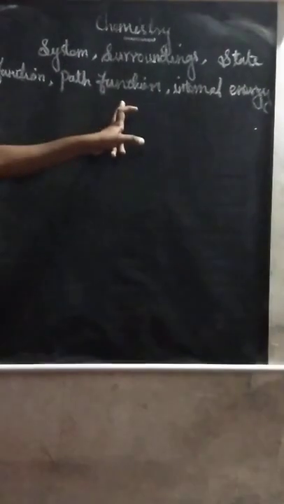Good afternoon, students. In the previous class we learnt some basic terms of thermodynamics. What are the basic terms we learnt? System, surroundings, state function, path function and internal energy. These are the basic terms we already learned in the last class. Now listen. Now we are going to learn about some more basic terms: heat and work.